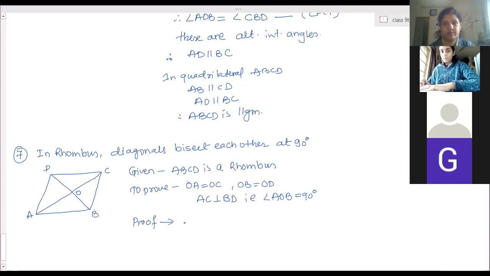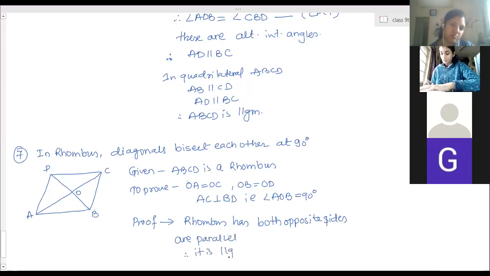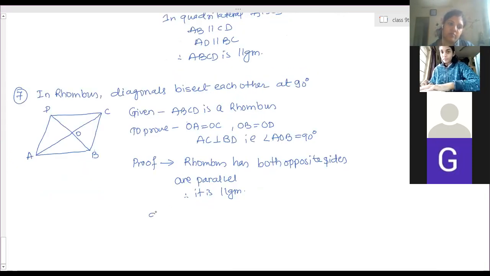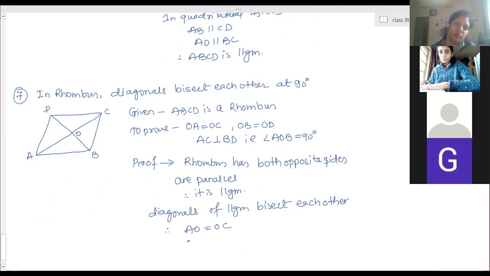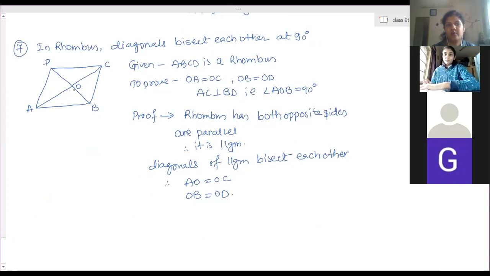Proof for this rhombus: both opposite pairs are parallel. Therefore, it is a parallelogram. Diagonals of a parallelogram bisect each other. Therefore, OA is equal to OC, OB is equal to OD, right? This we have proved. Now we have to prove it is 90 degrees. Now angle AOB is 90, that we have to prove.